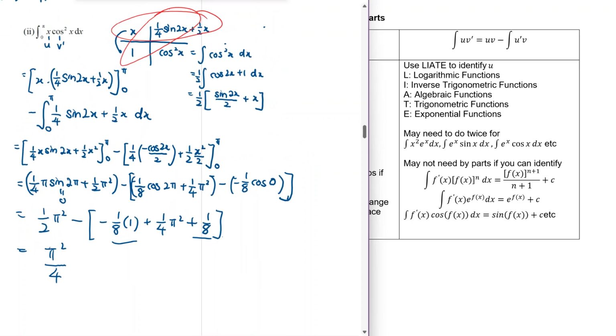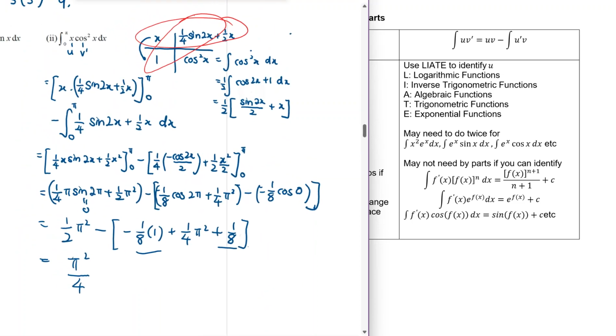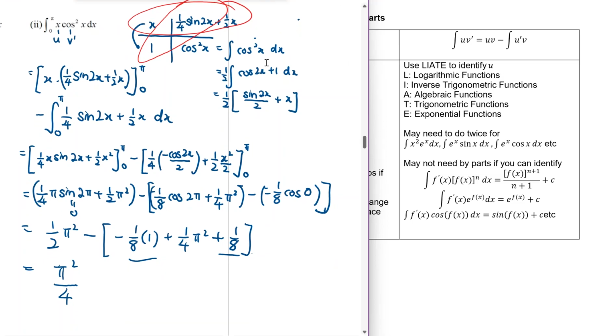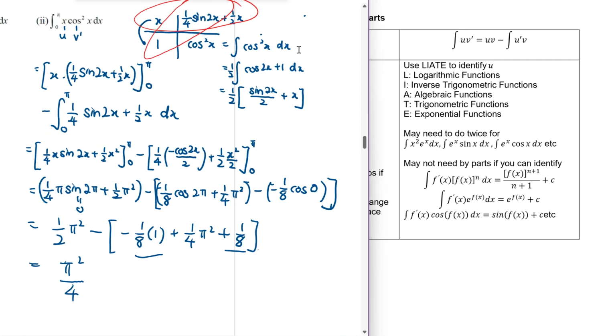So over here is actually a very nice question on integration by parts. Identify the u and the v prime, as well as learning how to integrate cosine square and sine square by deriving from the double angle formula and inputting it into your definite integrals.